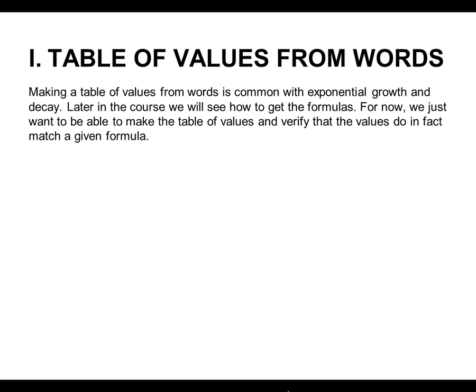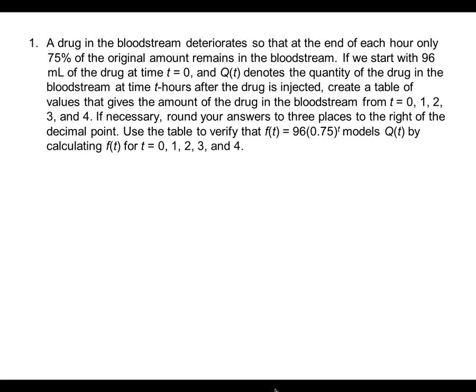A drug in the bloodstream deteriorates so that at the end of each hour only 75% of the original amount remains in the bloodstream. If we start with 96 milliliters of the drug at time t equals 0, and Q of t denotes the quantity of the drug in the bloodstream at time t hours after the drug is injected, create a table of values that gives the amount of the drug in the bloodstream from t equals 0, 1, 2, 3, and 4. If necessary, round your answers to 3 places to the right of the decimal point.